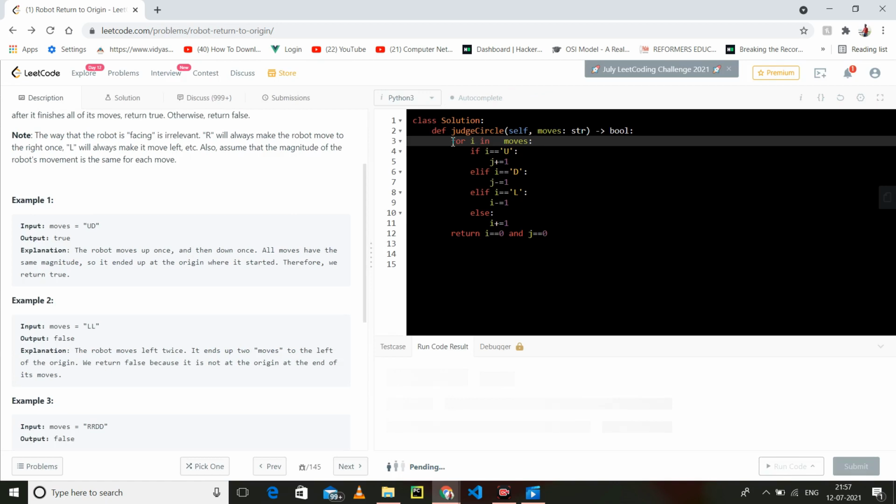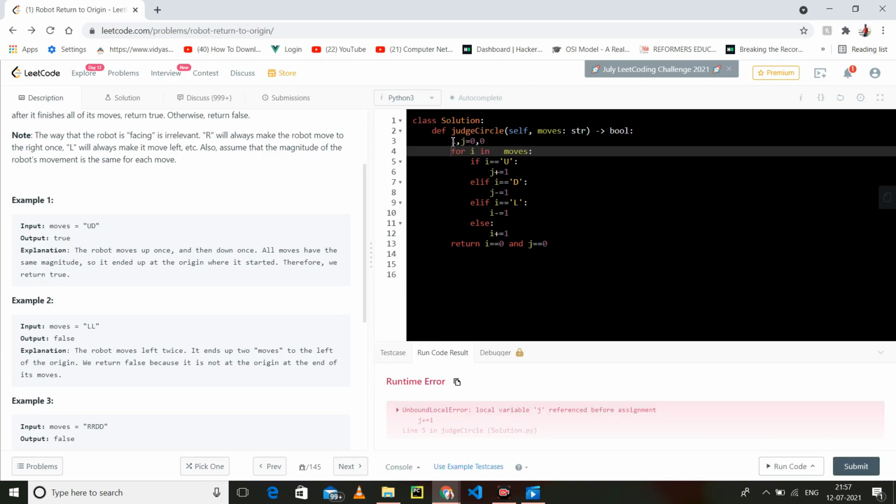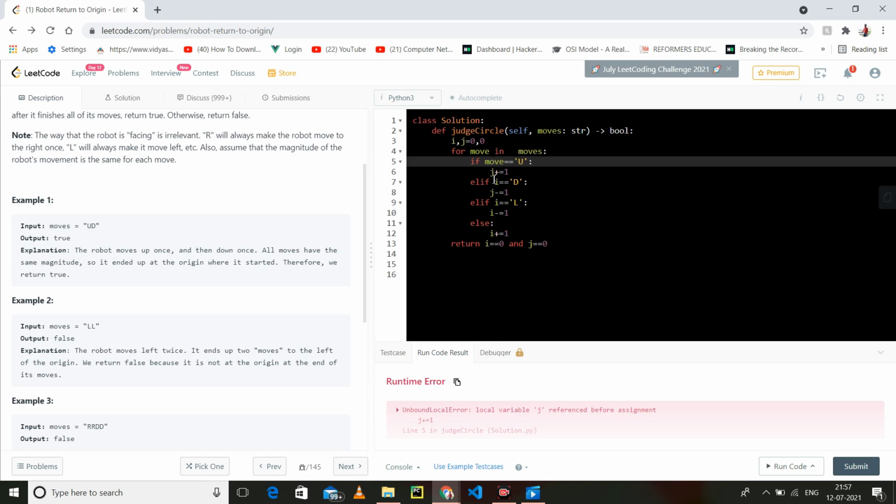So I have made a mistake. What is this? The mistake is in the variable name, it should be move. So replace all of these by move.